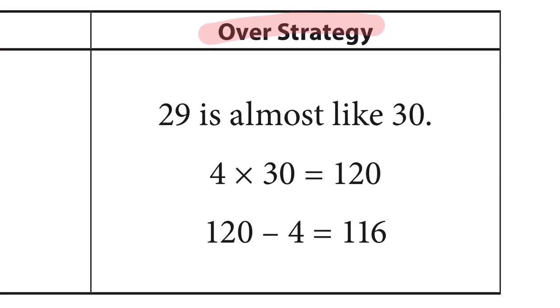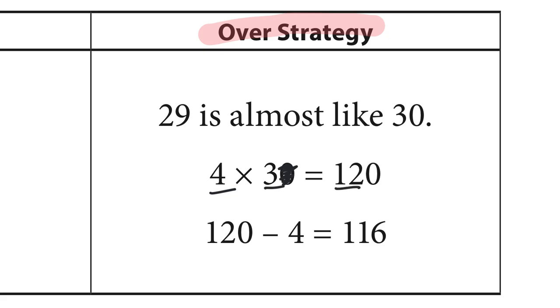Then you have the over strategy, where you think to yourself, 29 is almost like 30. So what if I just take 4 times 30, because I can do that easier in my head by just kind of ignoring the 0. 4 times 3 is 12. And then I put that 0 back on, it's 120. Well, then just don't forget that you really only want 29 of them. So you just get rid of one of the 4s. You still have 116.